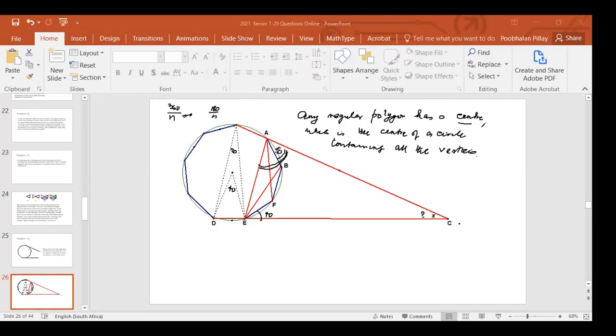Well, I already got one piece of it is 40. So I need to work out what that angle is, and then I'll have to add 40 to that. Now, how do I calculate that angle? Now, that angle is made up of 2 small angles.